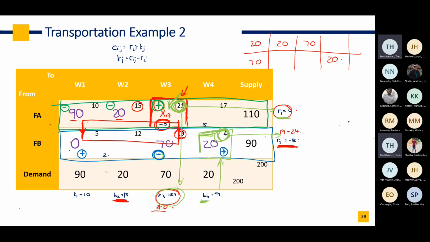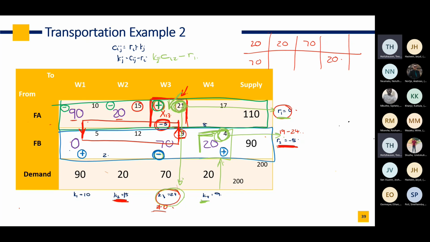That's where the I's and the J's come in. Remember, J is your columns and your I is your rows. So when you're looking at cost 1, 2, it'll be cost 1, 2 minus row 1 will give you K2.